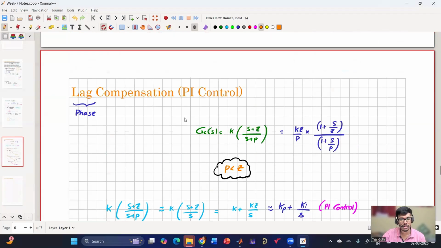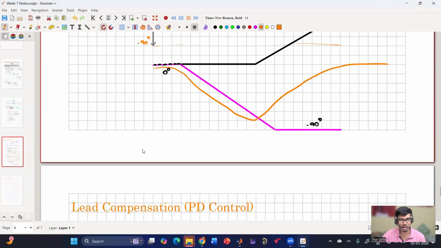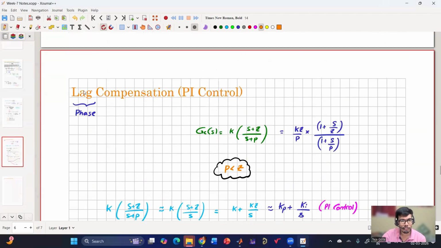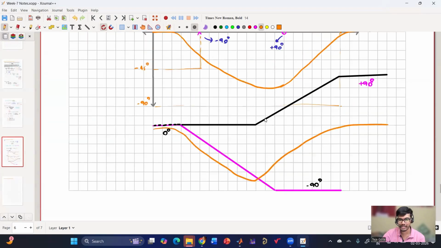So this is PI control. Now coming to lead compensation. One more point. Again, phase is lagging, right? If you see, phase is always below 0 degrees. That's why it is called lag compensation, because we are adding phase lag.